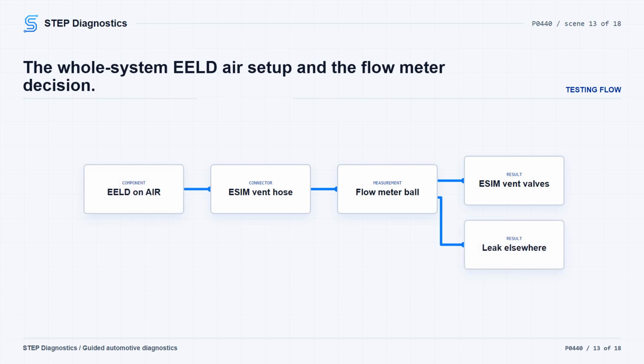Depending on fuel level and venting configuration, it can take several minutes to fill the system. If the ball drops to the bottom of the airflow meter or below the red flag, the rest of the system is sealed, so the leak is coming from the vent valves inside the ESIM. Replace the ESIM. If the ball stays above the red flag, the leak is elsewhere in the system. Use smoke, a hydrocarbon sniffer, or a bubble test to find it. Then repair or replace the leaking component.